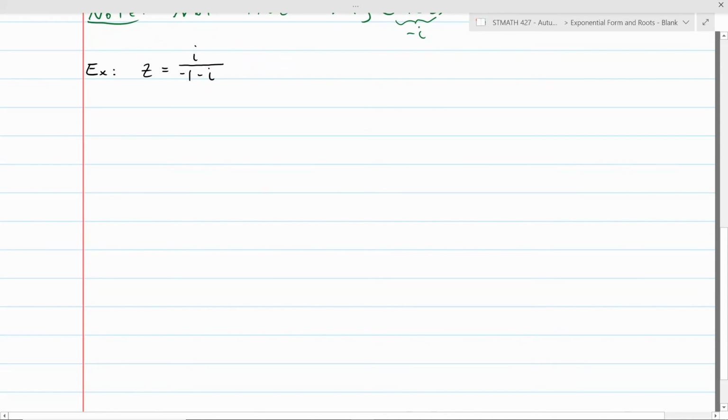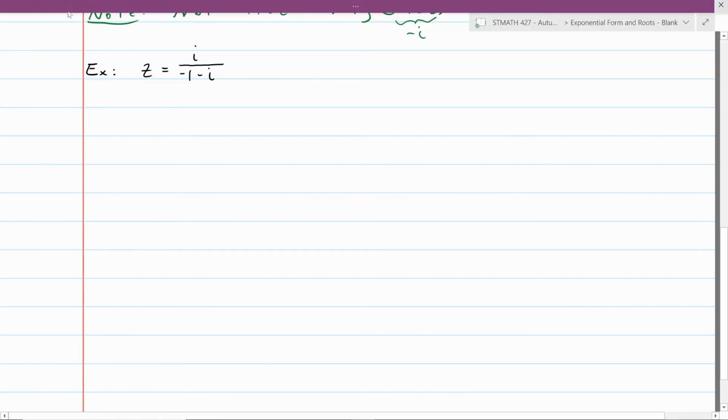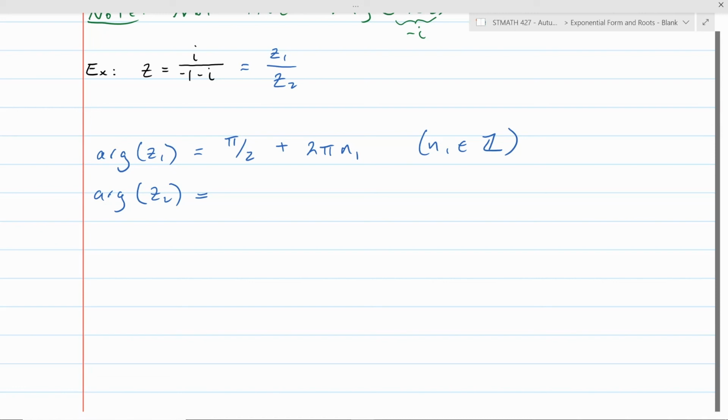Okay, here's another example. Here's z equals i over 1 minus i. I suppose I could do the arithmetic to write that in the form a plus b i, but we can actually see what the argument of this complex number is without doing that. Let me think of the numerator as z1 and the denominator as z2. What is the argument of z1? The argument of i, well, we just did that a minute ago. It is pi over 2 plus 2 pi n1, where n1 is an integer. For the argument of z2, you can see that negative 1 minus i is a third quadrant complex number, at a 45-degree angle down into the third quadrant. So its principal argument would be negative 3 pi over 4.